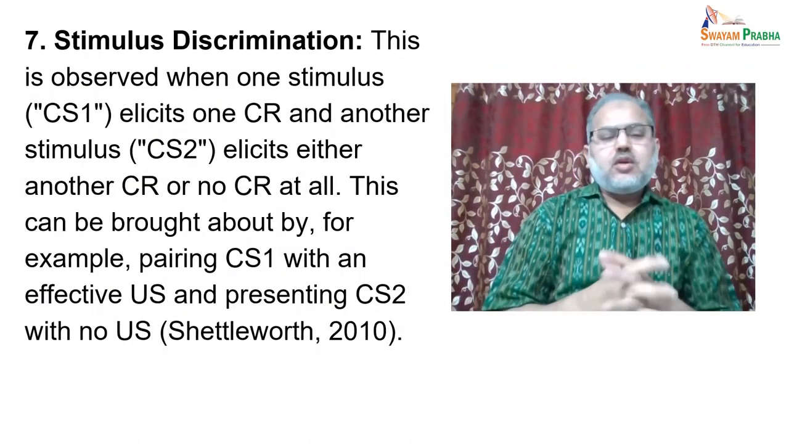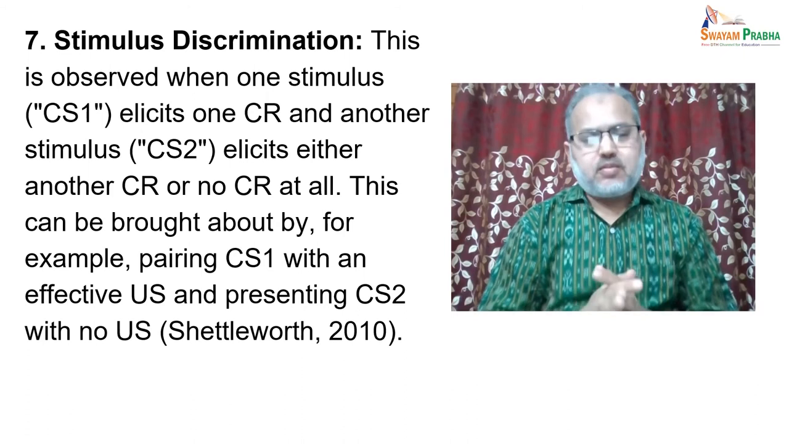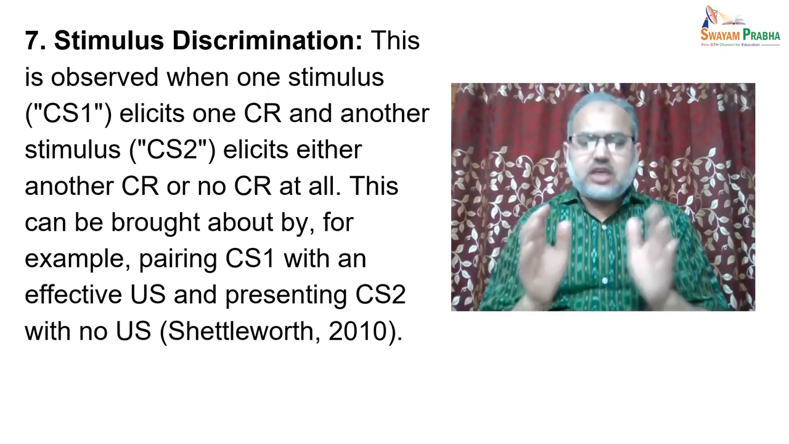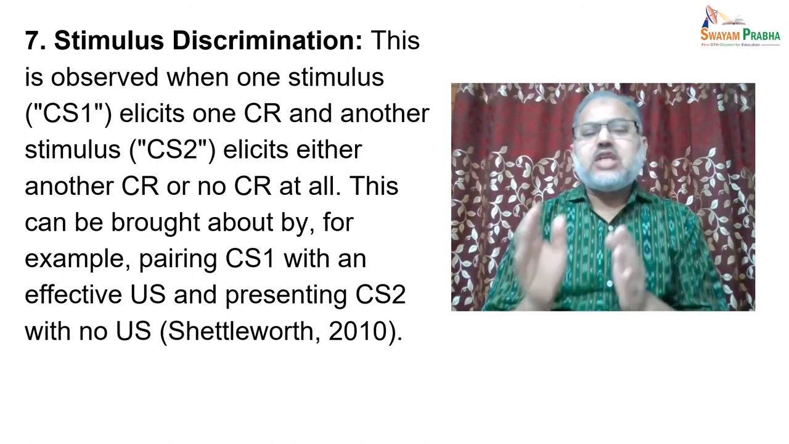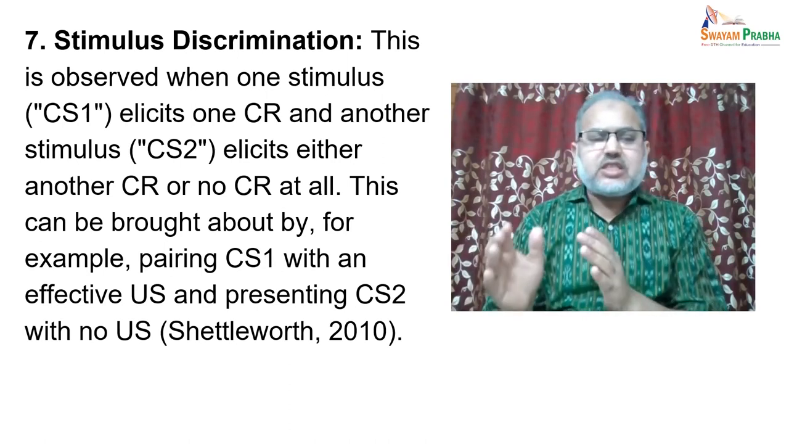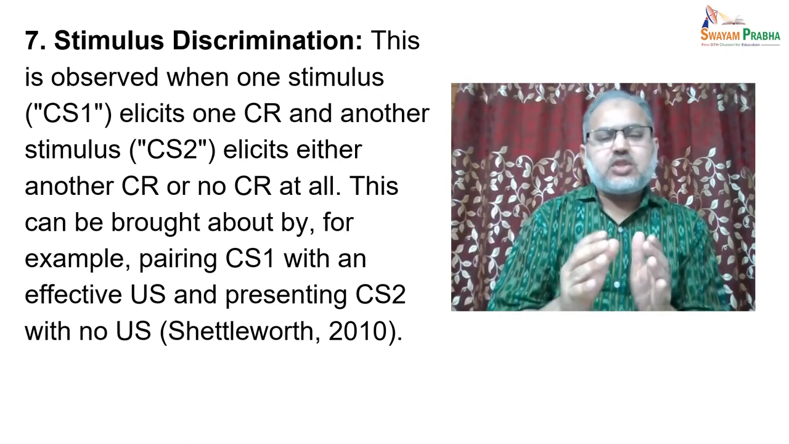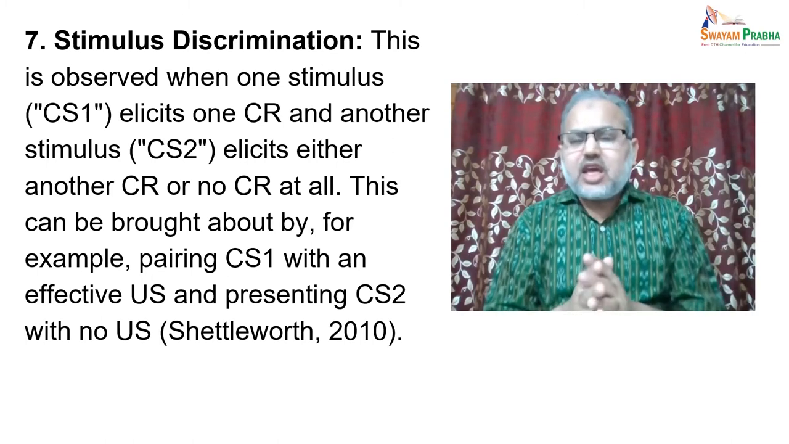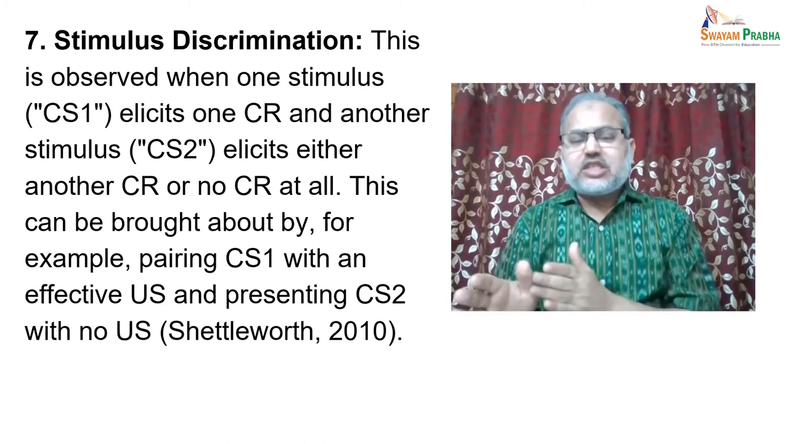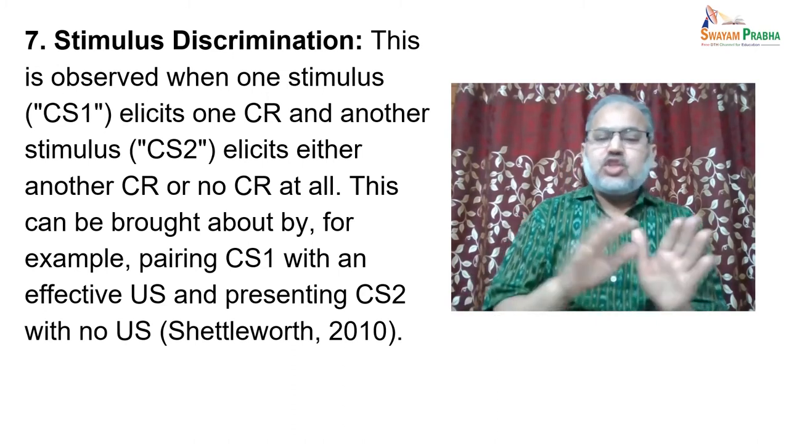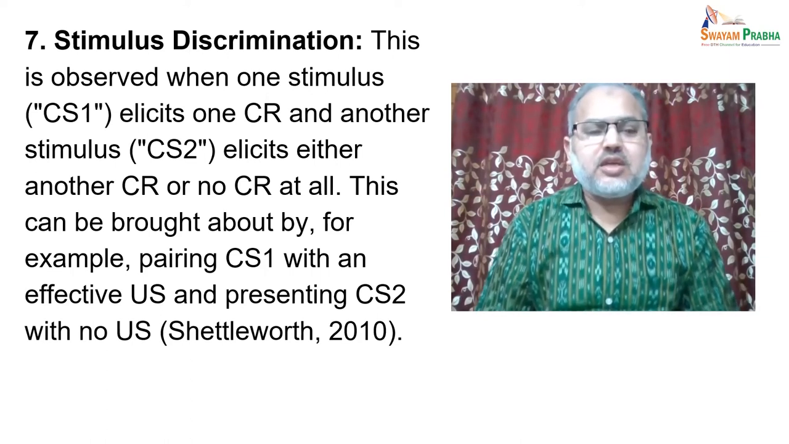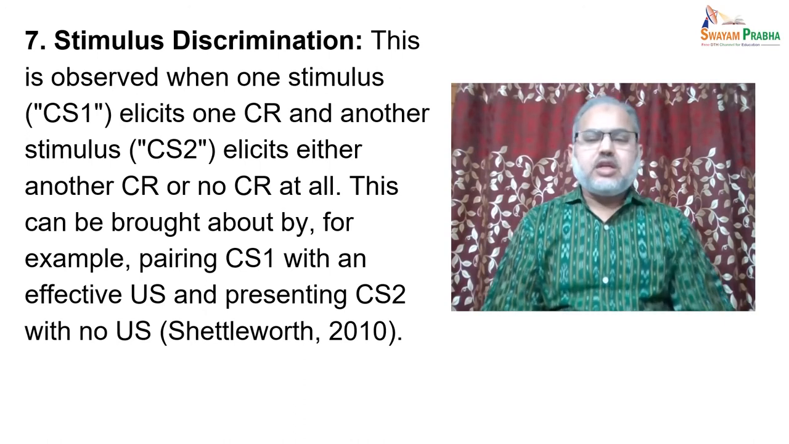Now come to the next key element, stimulus discrimination. One observes stimulus discrimination when one stimulus, that is maybe CS1, elicits one CR, that is conditioned response, and another stimulus, say CS2, elicits another conditioned response or no response at all. This can be brought about by, for example, pairing CS1 with an effective US and presenting CS2 with no US. So this is basically stimulus discrimination, a key element in the process of Pavlovian conditioning.